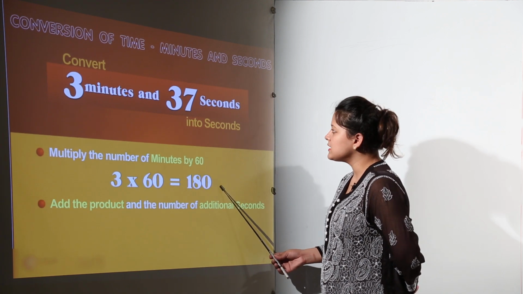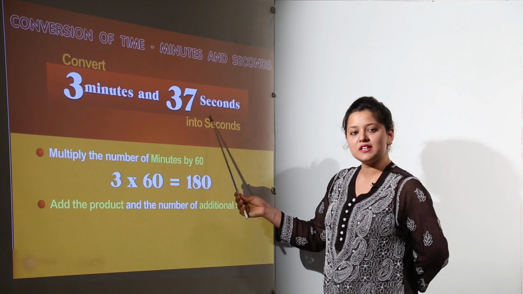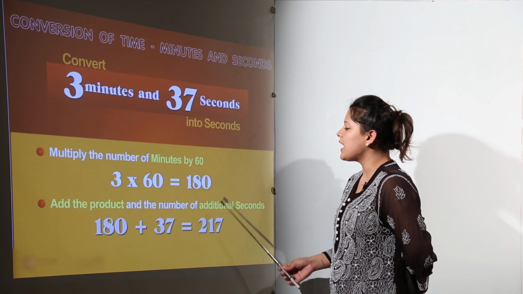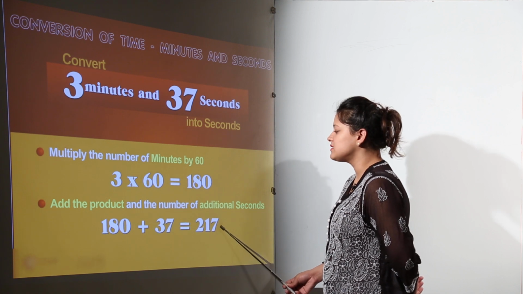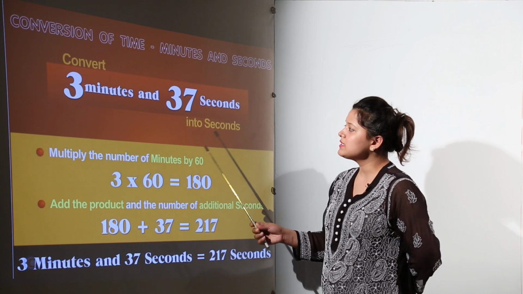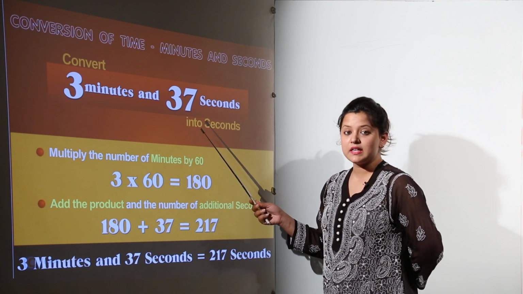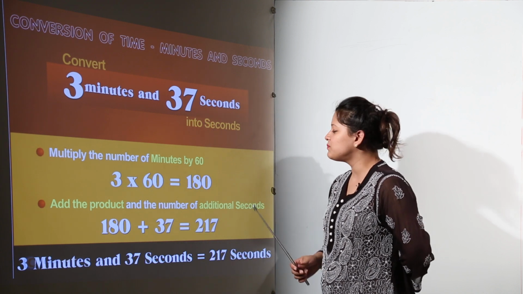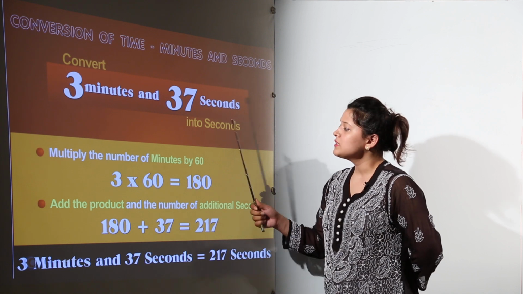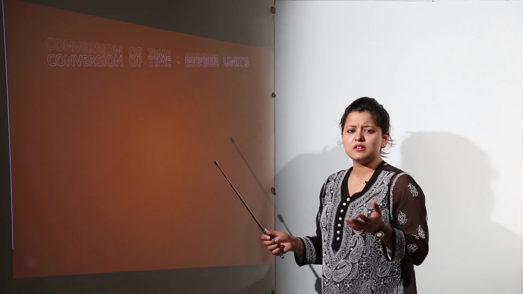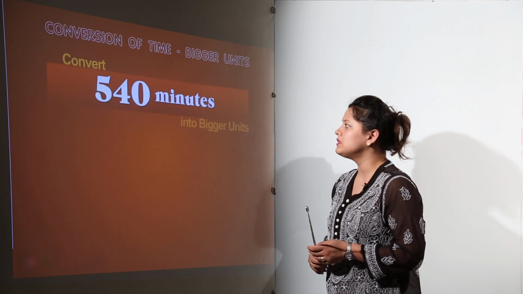Now we have 180 seconds and we have the 37 seconds already, so we add them together to give us 217 seconds in total. So the 3 minutes and 37 seconds completely into seconds would be 217 seconds. So these are some of the easiest conversions that you can learn.